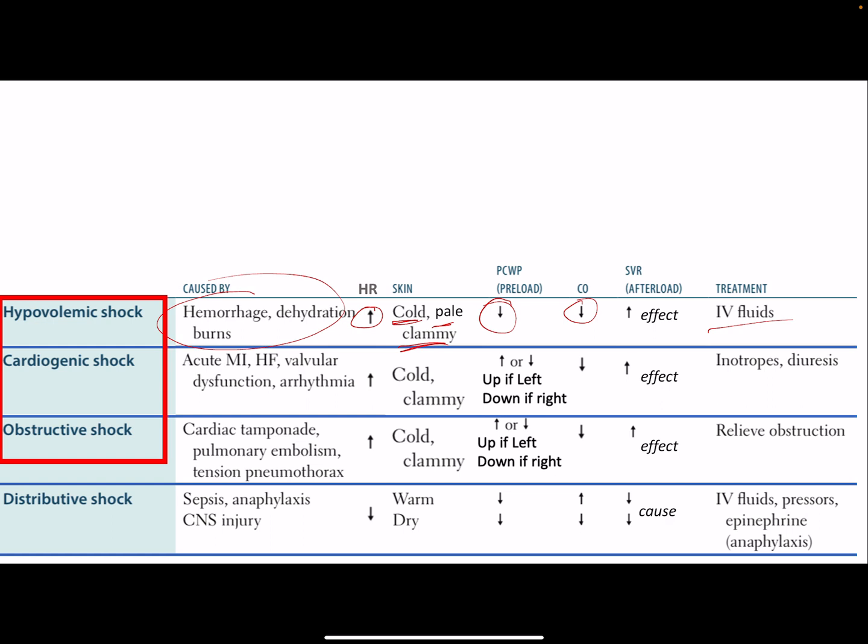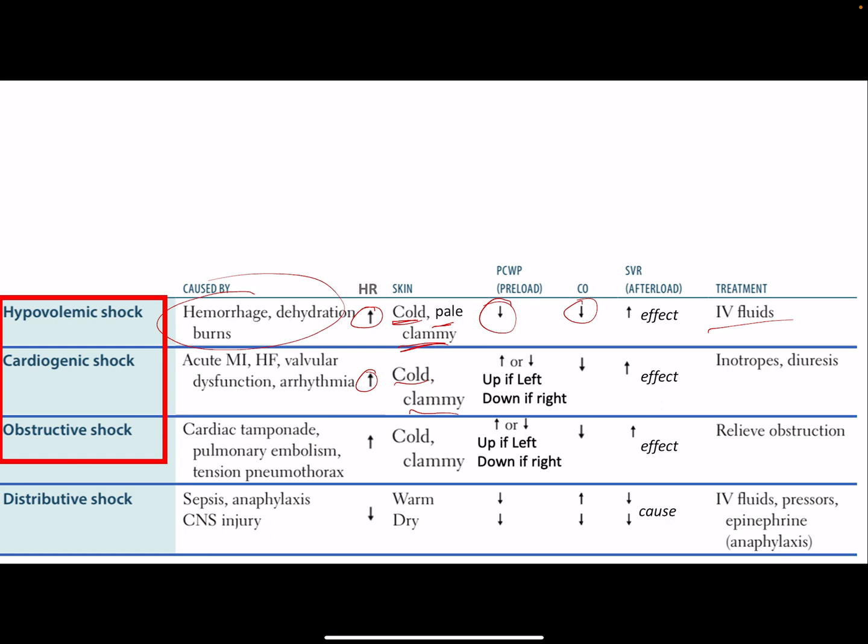Cardiogenic shock, whether it's MI, heart failure, or an arrhythmia, your heart rate is going to increase for same reasons. The sympathetic nervous system, the catecholamines are going to try to increase cardiac output. Cold for the same reasons, you're redistributing away from your extremities and towards your visceral important organs, and your sympathetic nervous system causes clamminess. Really everything here is the same, other than what is the pulmonary capillary wedge pressure.